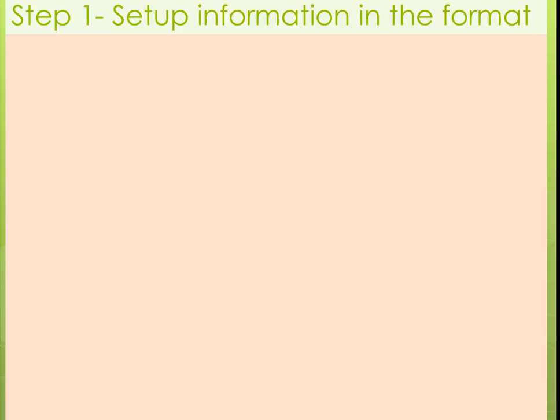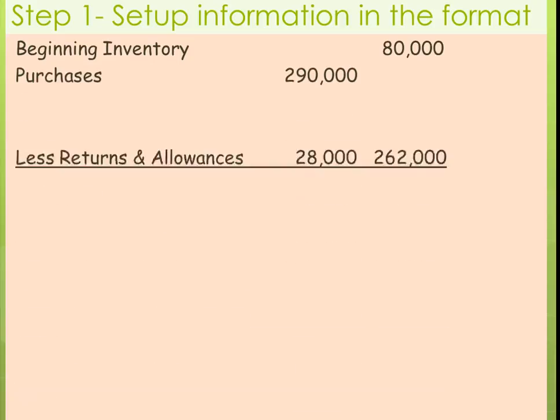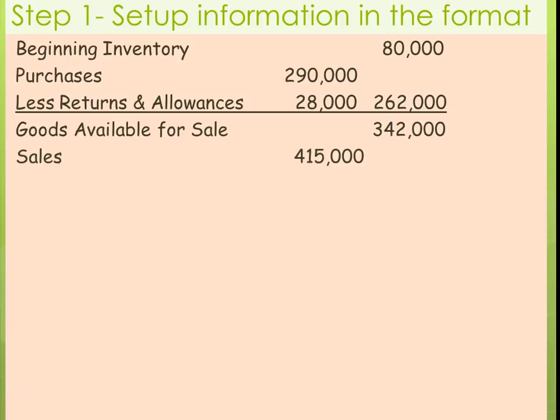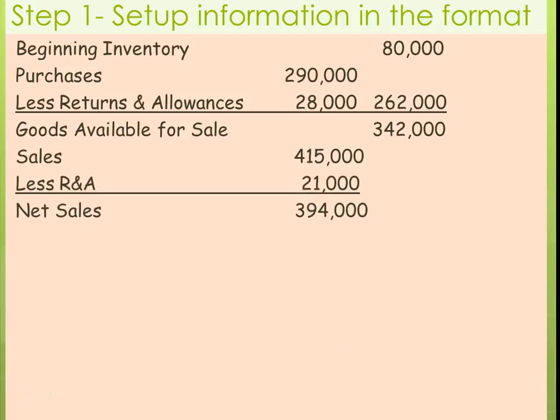Okay, so we set up the information. We always start with the beginning inventory. We take our purchases less our returns and allowances, and now we have goods available for sale. Now what we're going to do is figure out our cost of goods sold. So we're going to take our sales minus our returns and allowances, and we would also subtract out sales discounts if they had them, because we want net sales.